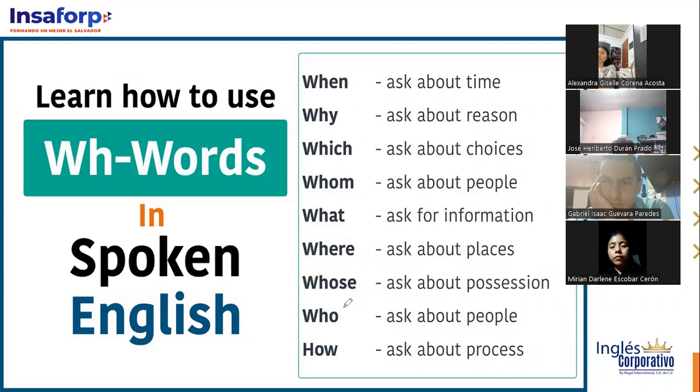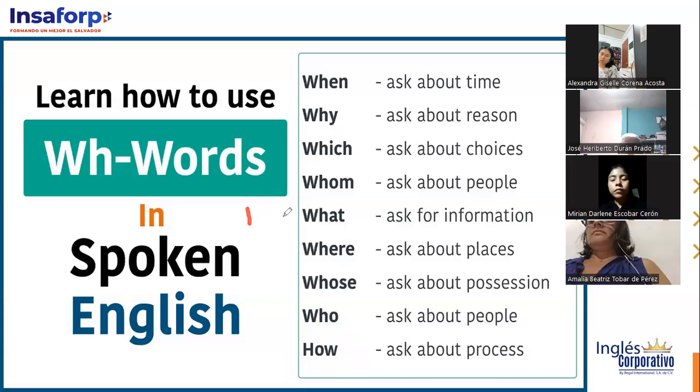Alexandra, when do we use "who"? To ask about people. If you see "whom" and "who", you use them to ask about people. However, "whom" is more formal. "Who" is informal. Gabriel. Peter, what is the difference? Just that one is formal and the other informal? Exactly. "Whom" is formal, "who" is informal. That's the difference. Gabriel, when do we use "how"? To ask about processes. Okay. Those are the WH words that we are going to use in English, okay?